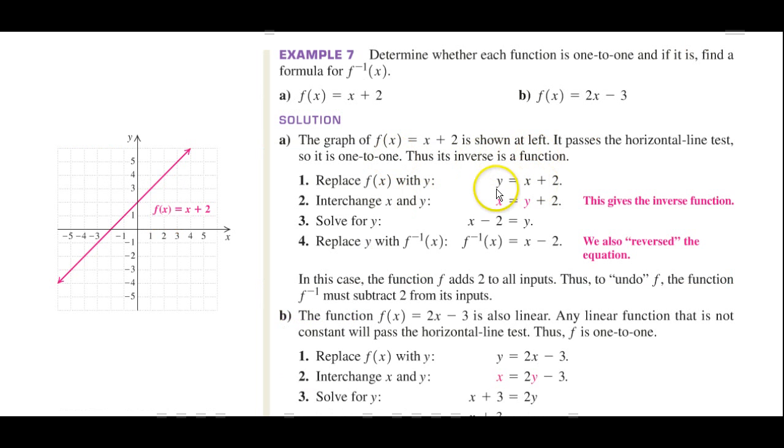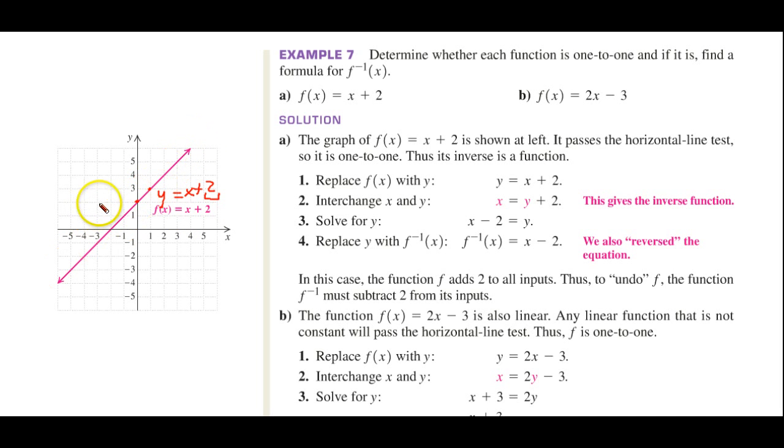Now, we're going to start off real easy. And first of all, determine whether each function is one-to-one. And if it is, find the formula for f inverse. Now, as we look at this graph, an old friend, y equals x plus 2. So your y-intercept is 2. Your slope is 1, so over 1, up 1. And then there's your line.